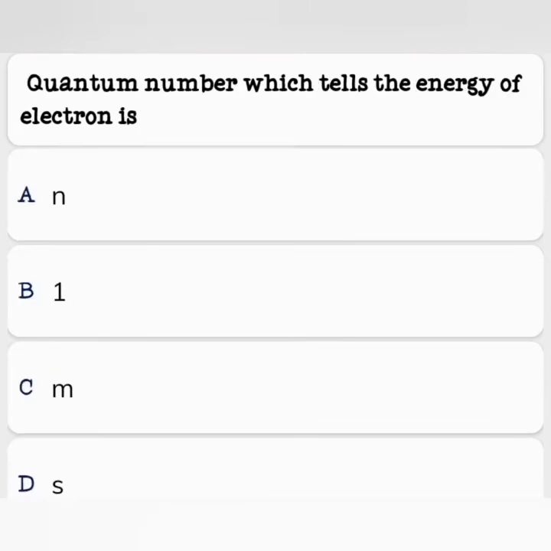Quantum number which tells the energy of electron is A, n. B, l. C, m. D, s. Right option, आप comment section में लिखें। Yeah, so the right option is A, n.